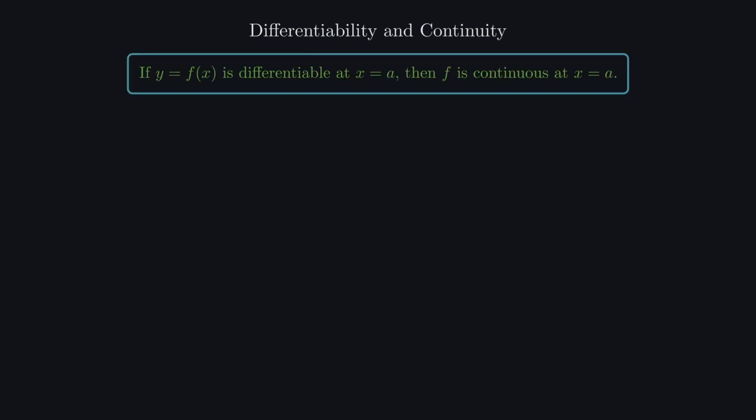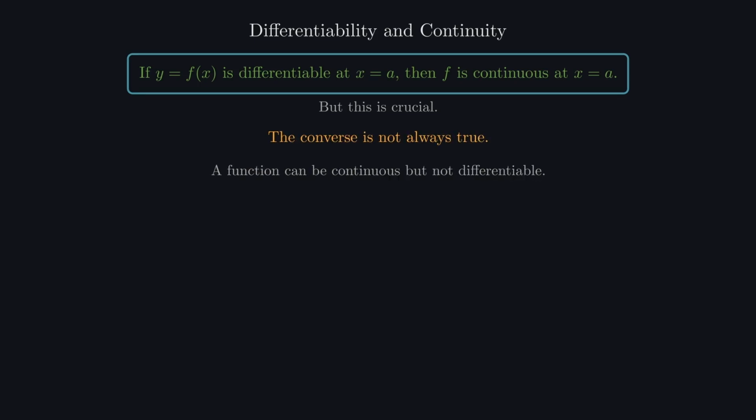Here's an important relationship. If a function y equals f of x is differentiable at x equals a, then f must be continuous at x equals a. But, and this is crucial, the converse is not always true. A function can be perfectly continuous at a point and still fail to be differentiable there. We'll see a clear example of that later in the lesson.